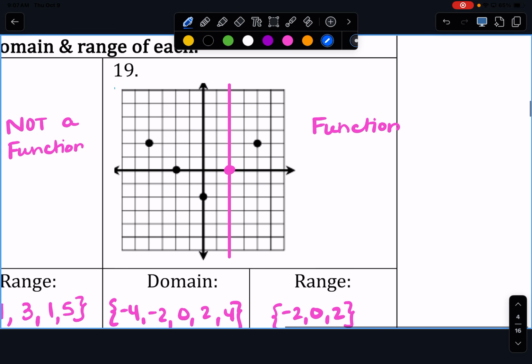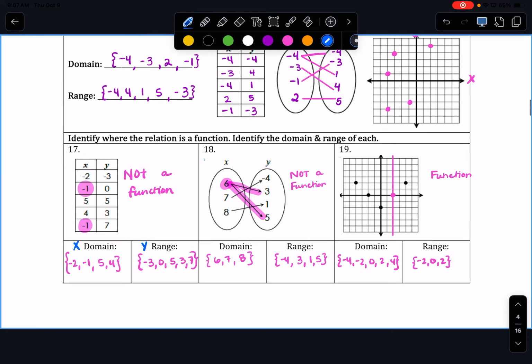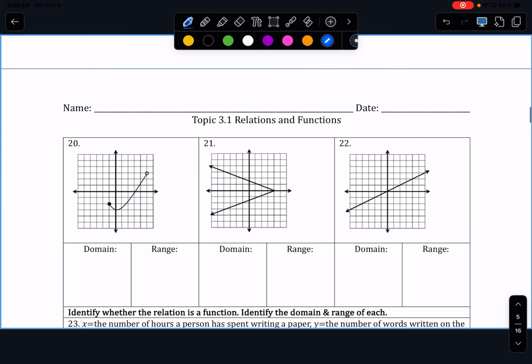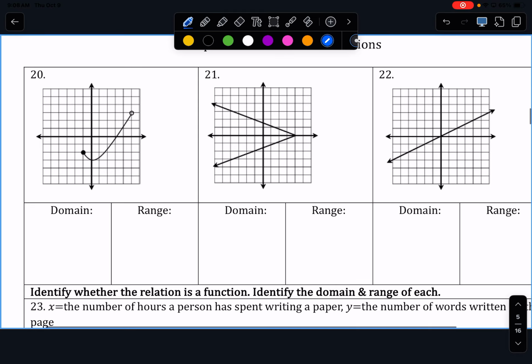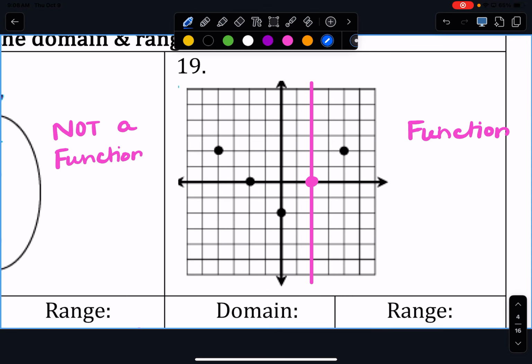19, why is 19 a function? Passes the vertical line test. No duplicate inputs. Okay. Then we took our x values and our y values. So now we're going to go ahead and we're going to look at 20, 21, and 22. So these are different than the graph of 19 because 19 just has 5 points on that graph.